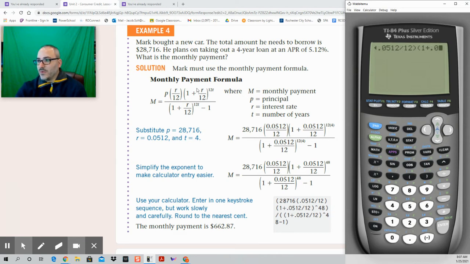Now I'm doing this piece here. 1 plus my rate divided by 12. So my rate, 0.0512 divided by 12. All right, 1 plus my rate divided by 12. I'm doing this piece right here. I'm closing off that parenthesis, and then I'm going to raise this to the power of 48. Caret raises it to the power of 48. So I pressed the caret button to get it up here to 48.